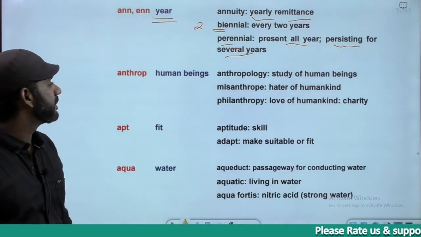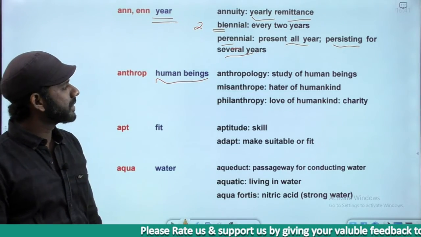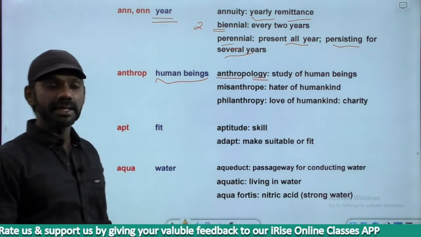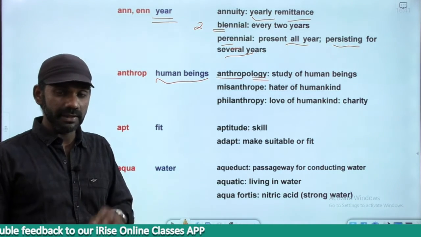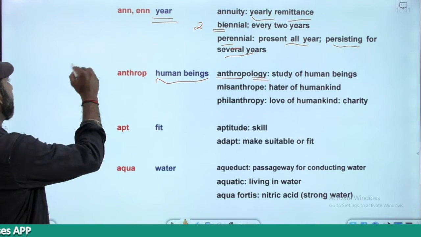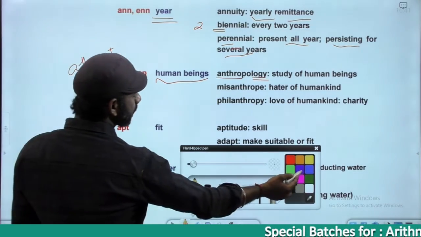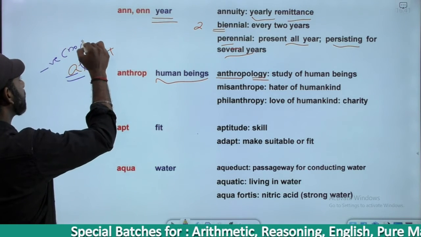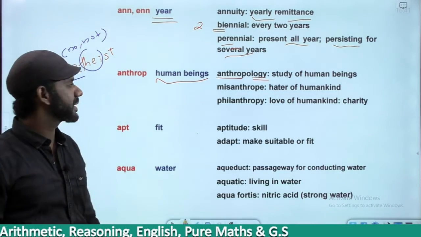ANTHROP, anthrop, means human beings, like anthropology, anthropologist and all. Logy is a suffix meaning study. So anthropology is a study of human beings. Theology, study of religion. THEO means religion. Theist is a person who believes in God. Atheist is one who does not believe in God. A is a negative prefix meaning no or not. So an atheist is one who does not have faith in God.